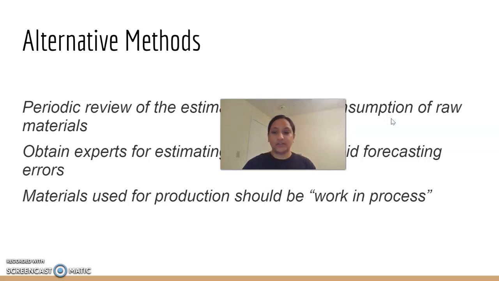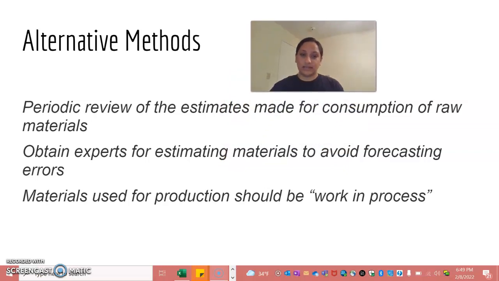Things we should look at as far as alternative methods: we should make sure this mistake doesn't happen again, as this was a pretty critical miss. As far as the person responsible, we want to do a review and audit of the estimates that were made from the raw materials itself. We want to make sure you're recording it and making archives of it.